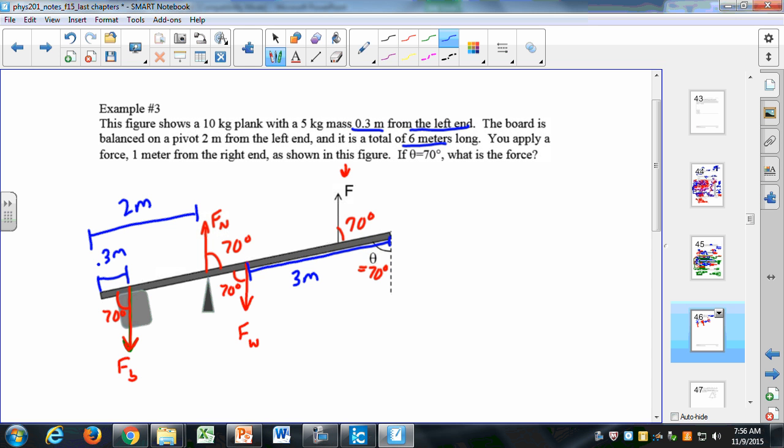Now I want to write my equation. So I'm going to do the sum of the forces and then the sum of the torques. Some of the forces are easy. Sum of the forces in the x direction, there are none, so I'll just write it like that. Sum of the forces in the y is going to be Fn plus F minus Fb minus Fw.